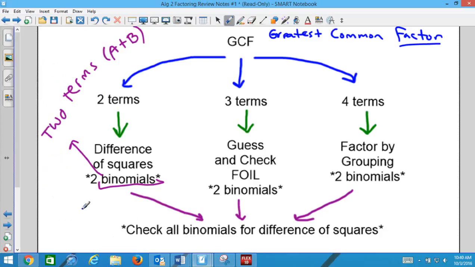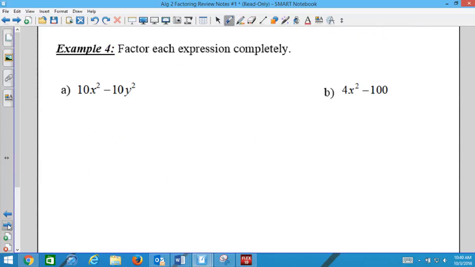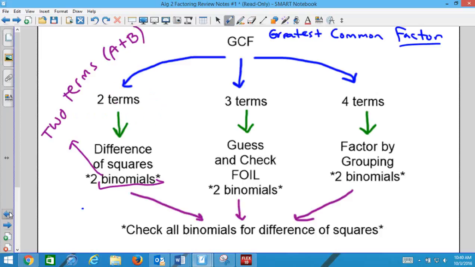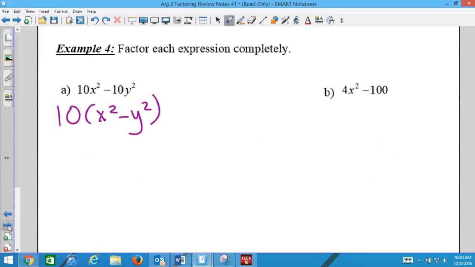Okay. So this flow chart says we always look for the greatest common factor first. Is there a greatest common factor? Then we take that out. Then we look and see how many terms are left in the parentheses. Two terms. So on our factor flow chart, if it is two terms, we look to see if it's a difference of squares. Is it subtraction? Is it a perfect square? If it is, then we will do two parentheses and square root. Make 1 plus and 1 minus.